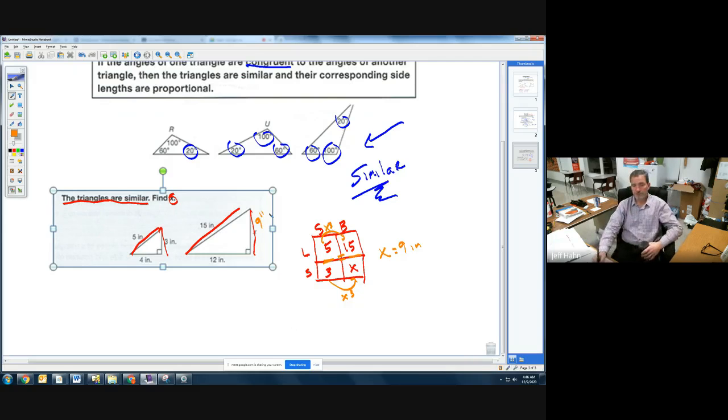So that, ladies and gentlemen, is similarity and congruence in a nutshell. I hope you've enjoyed that. We'll get lots of practice at this as time goes by.